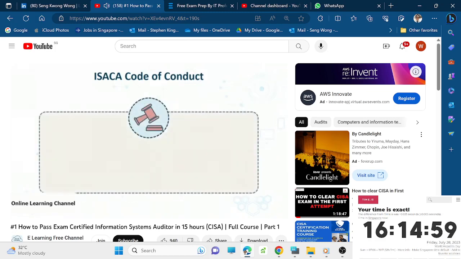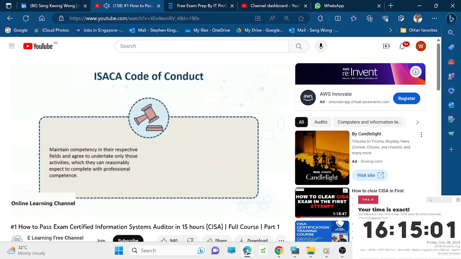The next item in the Code of Conduct is to maintain competency. This means that as IS auditors, we need to make sure that we are always keeping up to date with the latest auditing standards. Also, making sure that we also keep up to date with the latest threats related to IT security. The sixth Code of Conduct item is to inform appropriate parties of the results of the work performed.